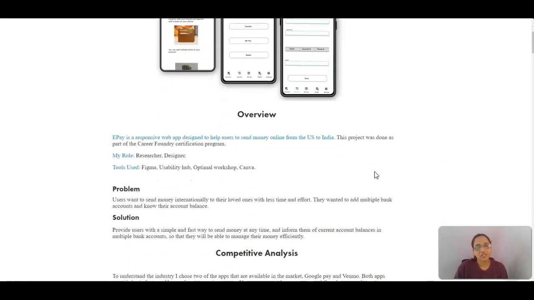EP is a responsive web app designed to help users send money online from the US to India. And as part of the project, I have added some features like adding multiple bank accounts and also helping users to see their account balances.